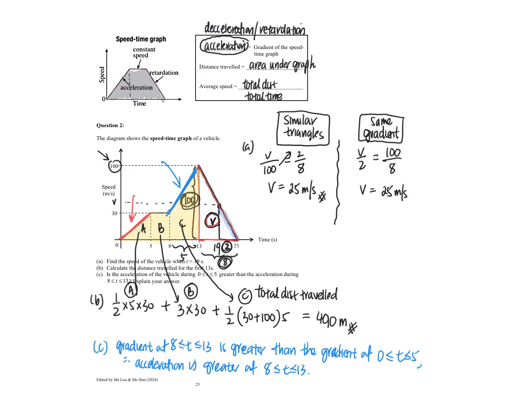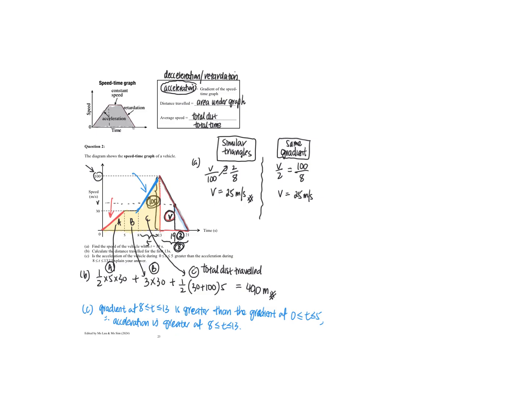Just to recap, distance time graph. Okay, when you see that the axes, x and y, this one is distance and this one is time. You know it's a distance time graph. There will be forward journey.